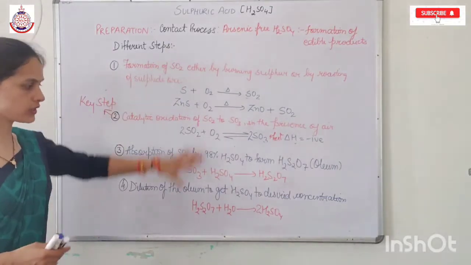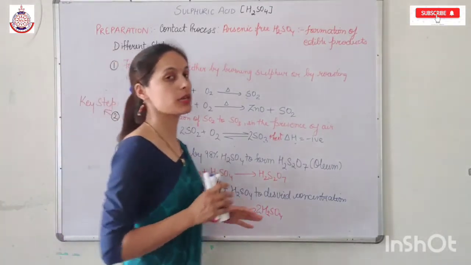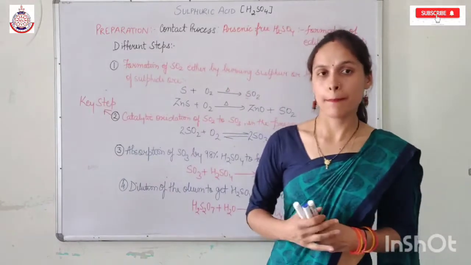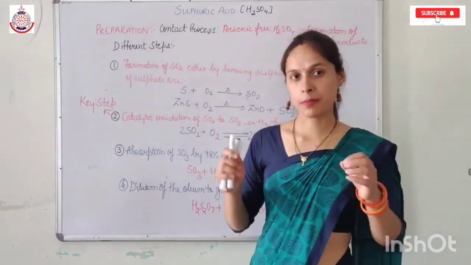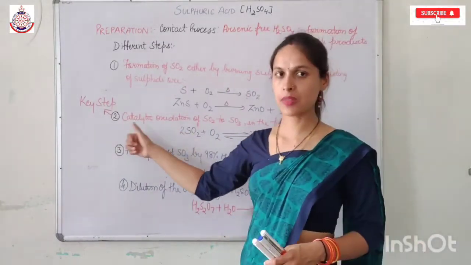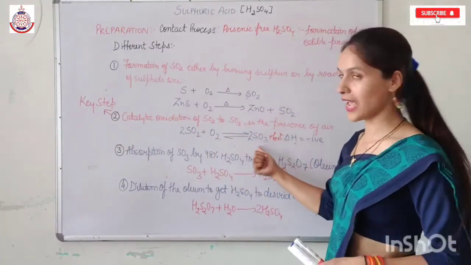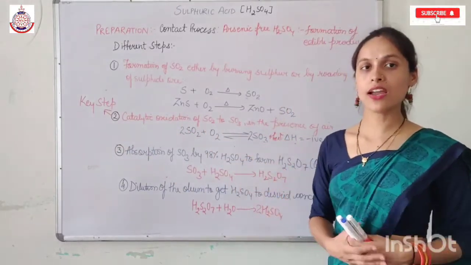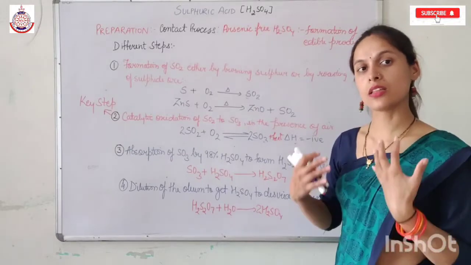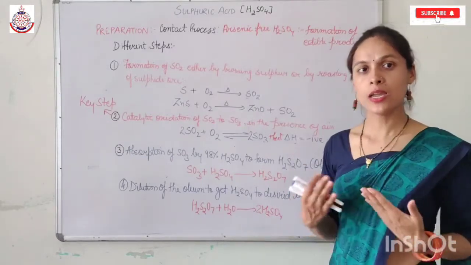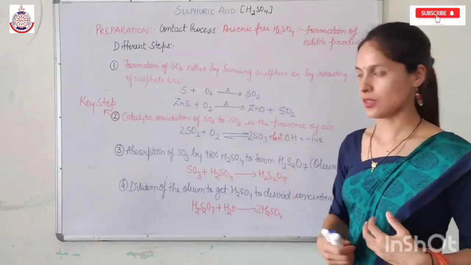So these are the 4 steps with the help of which we can prepare sulfuric acid. But the key step, the main step, is the second step, that is the formation of sulfur trioxide. The more sulfur trioxide we get, the more sulfuric acid we get in the contact process.